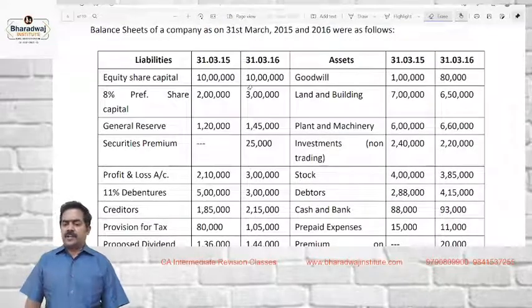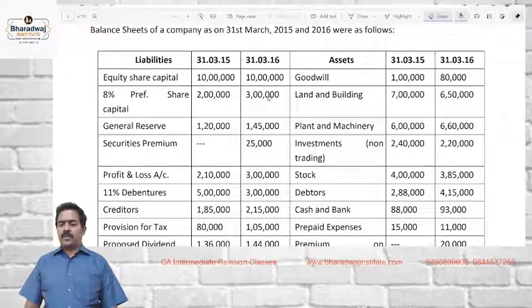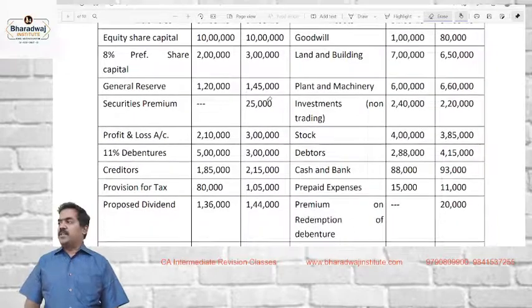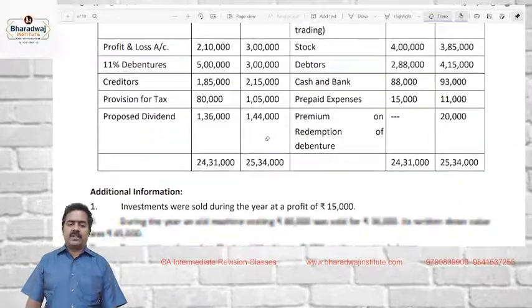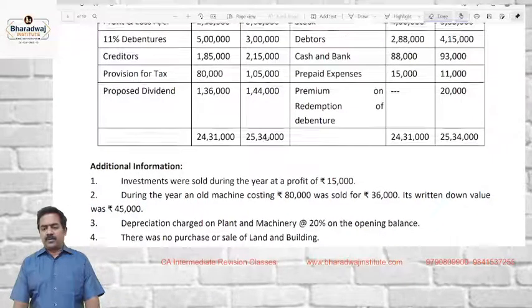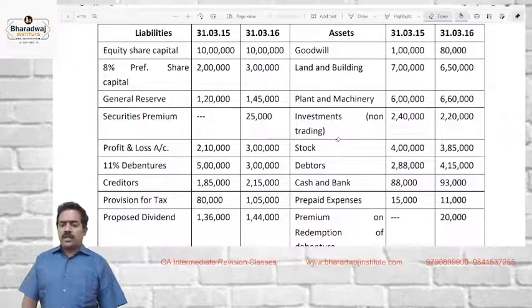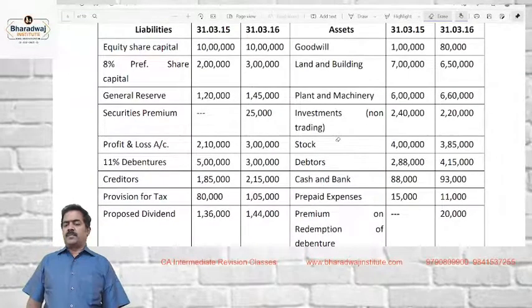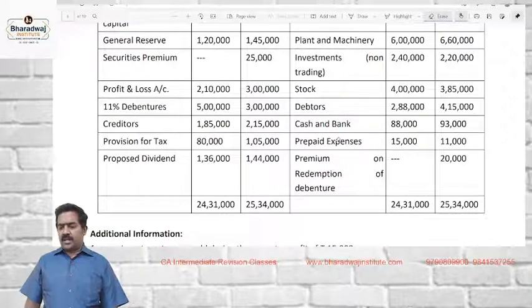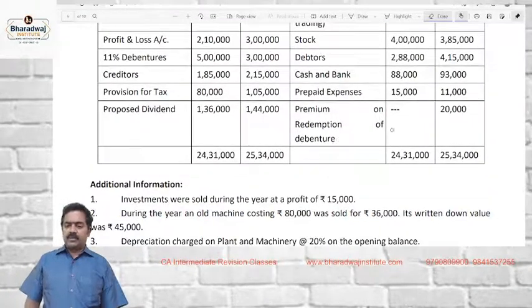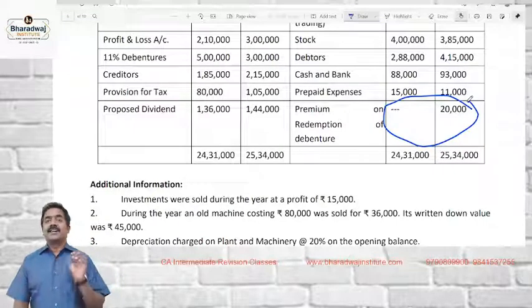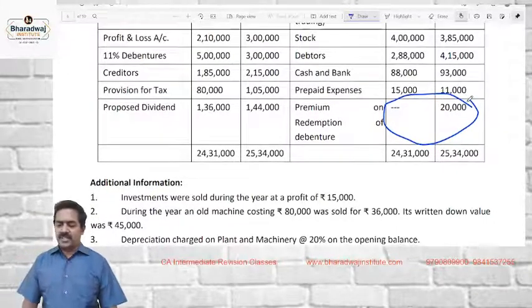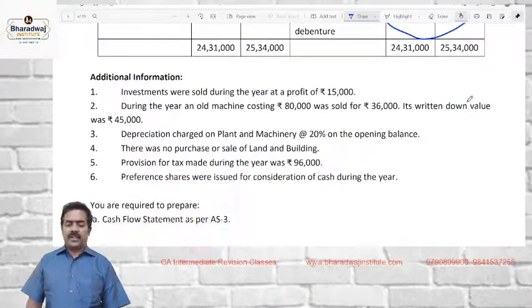We are given equity share capital, there is no change. Preference share capital, opening balance 2 lakhs, closing balance 3 lakhs, which means shares are issued. General reserve is given, securities premium, P&L account. 11% debentures are given. Creditors, provision for tax, proposed dividend, all appear normal. Goodwill, land and building, plant and machinery, non-trading investments, then stock, debtors, bank balance, prepaid expenses are given. Premium on redemption of debentures appears on the asset side, which means it is not charged in the P&L account. Whatever is paid, they are picked to write off.